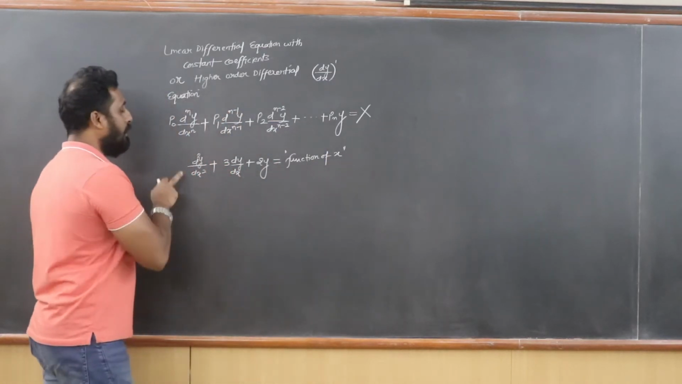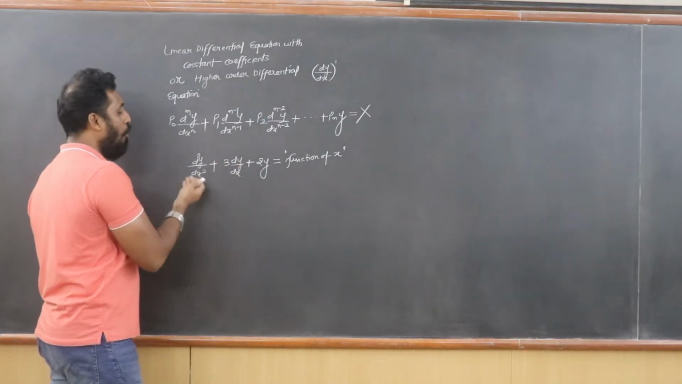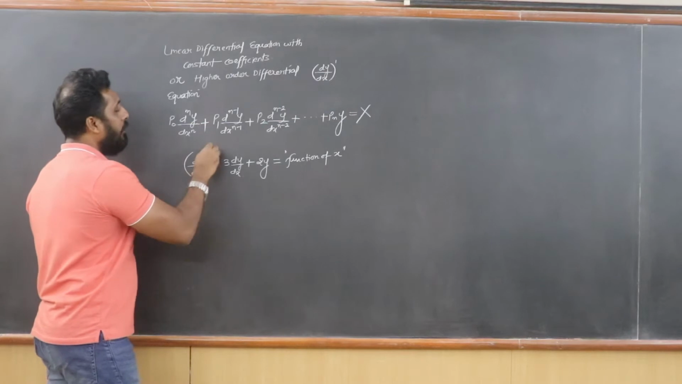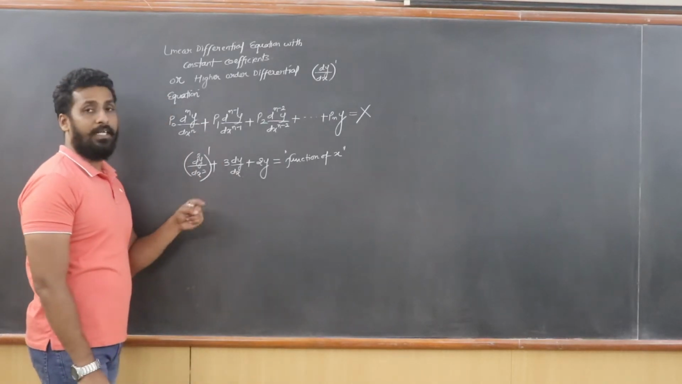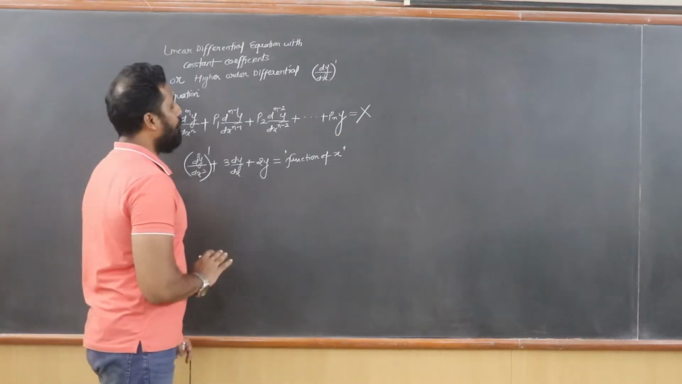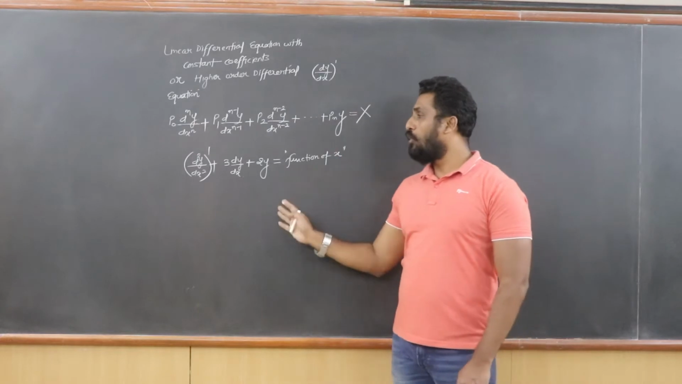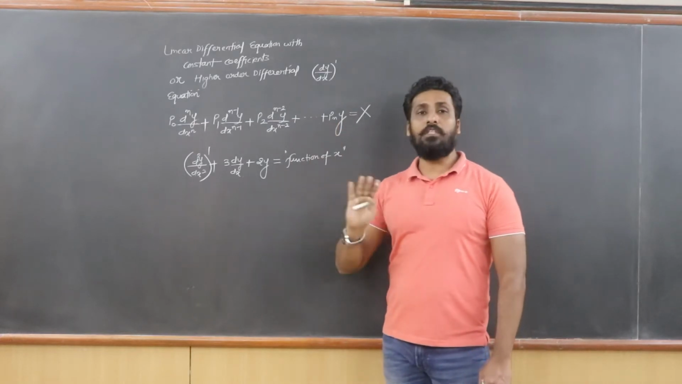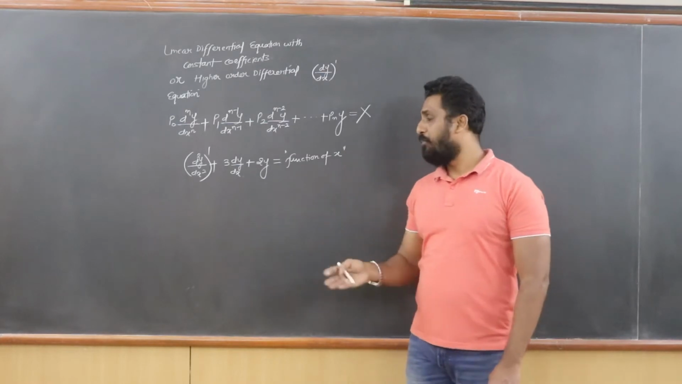So the left hand side is d2y by dx square plus 3 dy by dx plus 2y. This is a differential equation of order 2. Degree is 1. The highest order differential coefficient is d2y by dx square, and its degree is 1. So in this chapter, you need to find solutions to differential equations when the order is not 1, for higher orders and for higher degree.